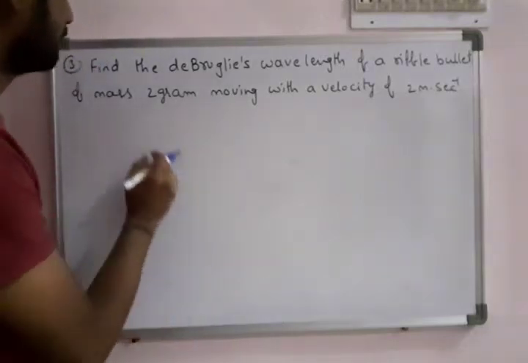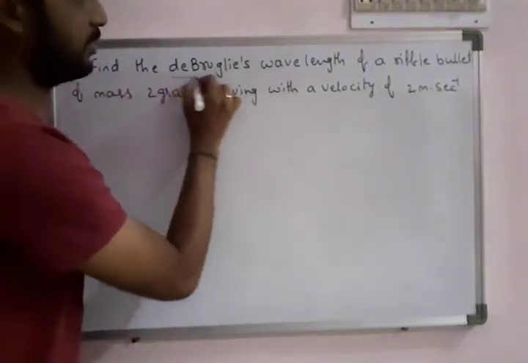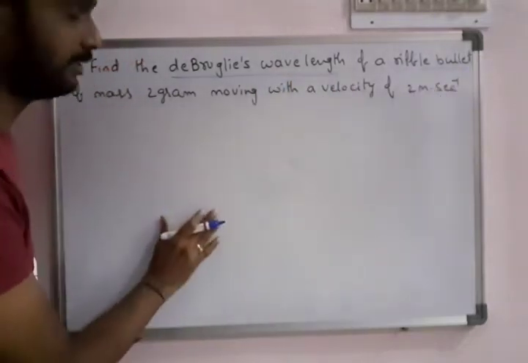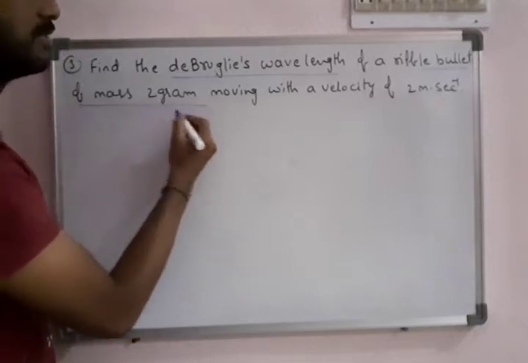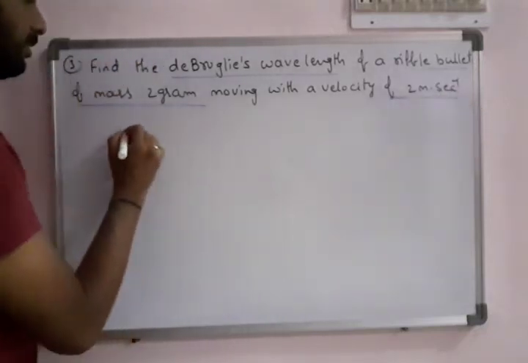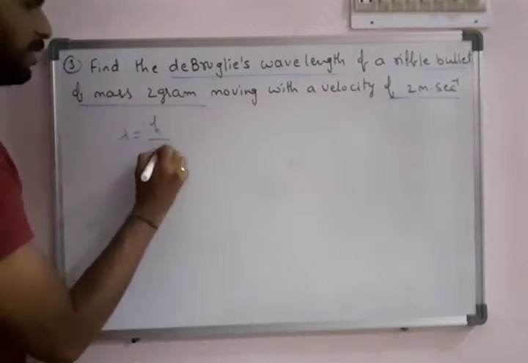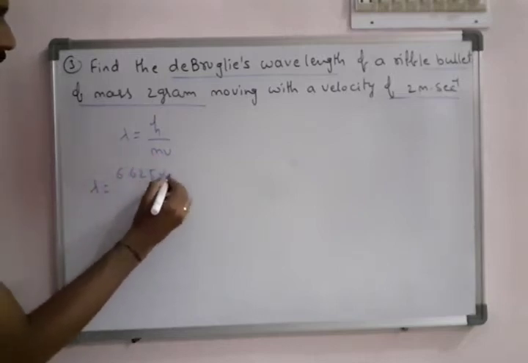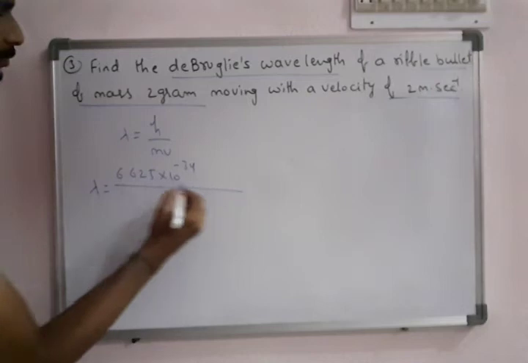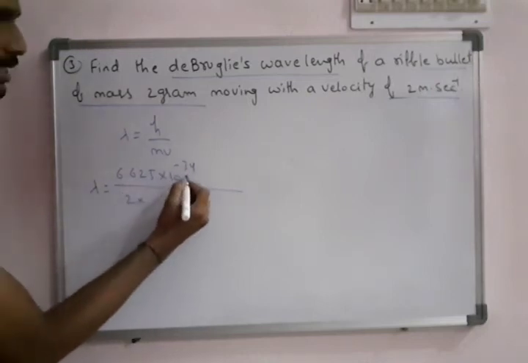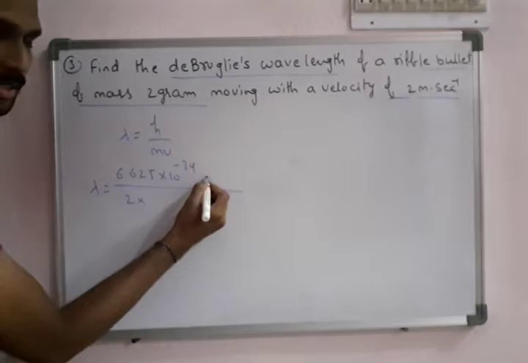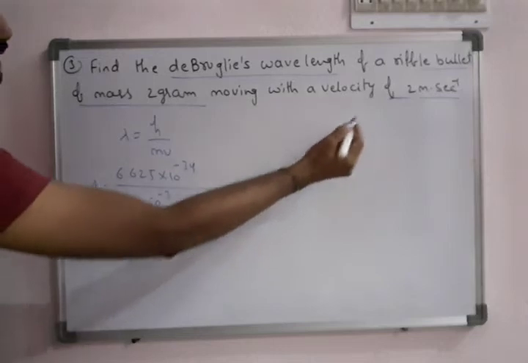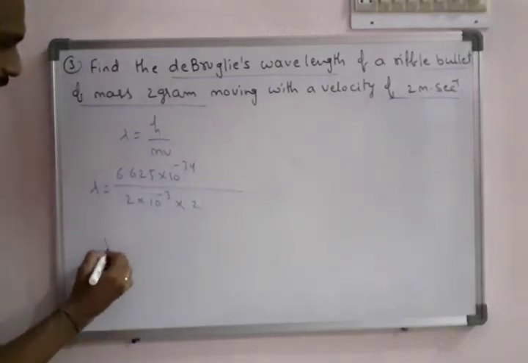Okay, see the next one. Find the de Broglie's wavelength. Again, we need to calculate the de Broglie wavelength of a bullet coming out from a rifle, mass just 2 grams, moving with a speed of 2 meters per second. So direct one, lambda is equal to h by mv. What is the h value? We know that. What is the mass? As we are taking this in joule into second, it must be in kgs. And the velocity is already given in meters per second, no change in it.